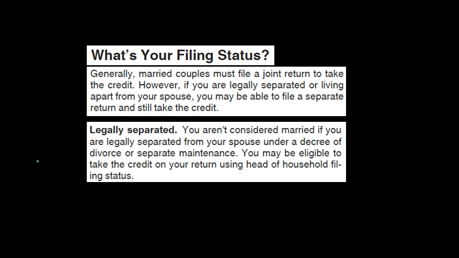Legally separated. You aren't considered married if you are legally separated from your spouse under a decree of divorce or separate maintenance. You may be eligible to take the credit on your return using head of household. So now we're talking about if you're legally separated in some way, whatever that may be. Then we're no longer required to file married or married filing separate, and therefore the filing status would probably be head of household, given the fact that we're claiming this credit, which means we probably have a child, which would have head of household filing rather than a single filing status. So single or head of household, typically with a qualifying child.